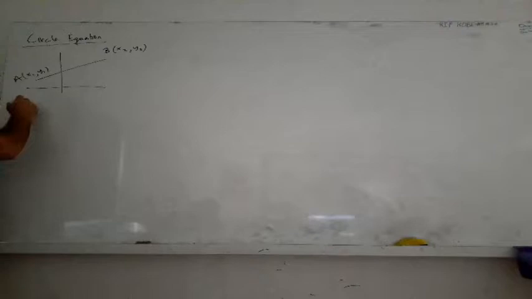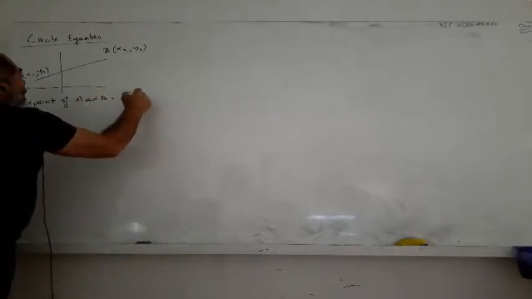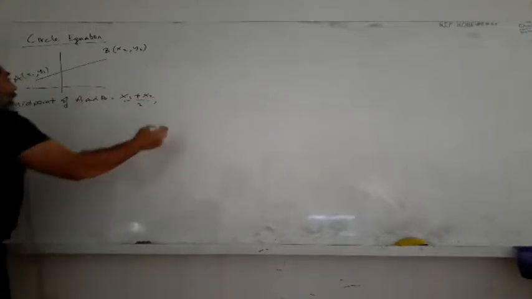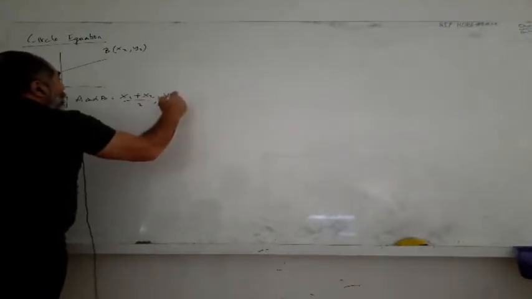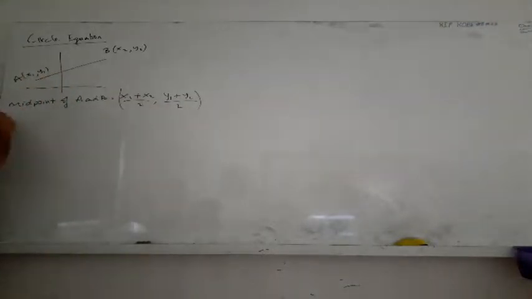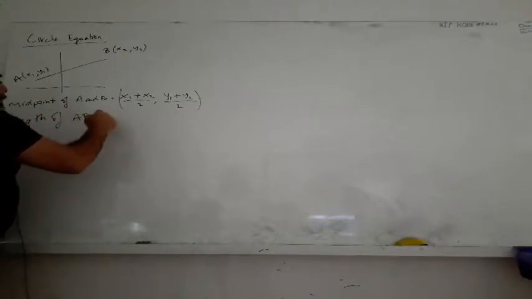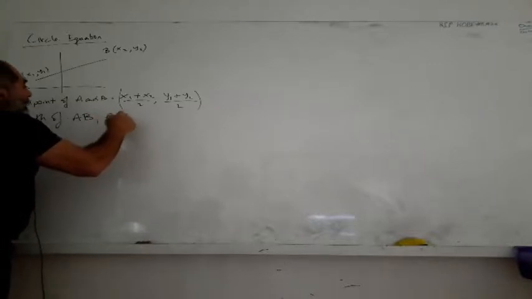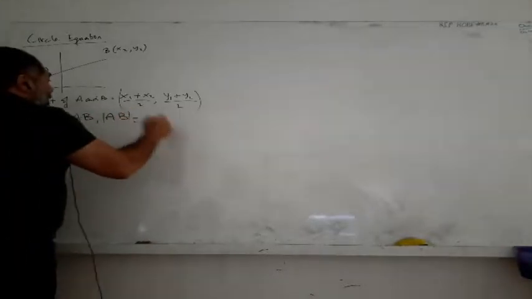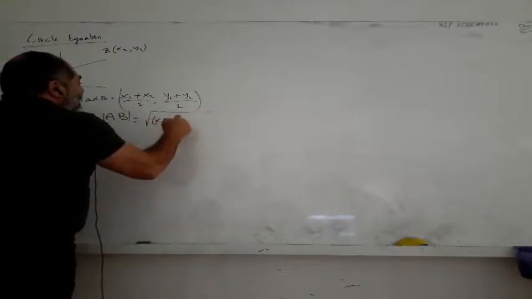Midpoint of A and B can be found by x1 plus x2 divided by 2, y1 plus y2 divided by 2. And how do we find the length of AB, which is actually the magnitude of AB? The formula is the square root of (x2 minus x1) squared plus (y2 minus y1) squared.